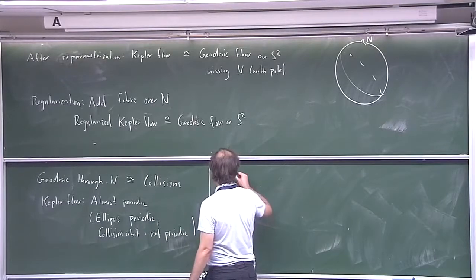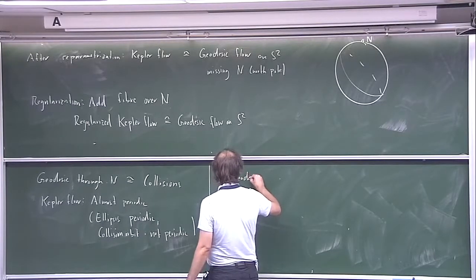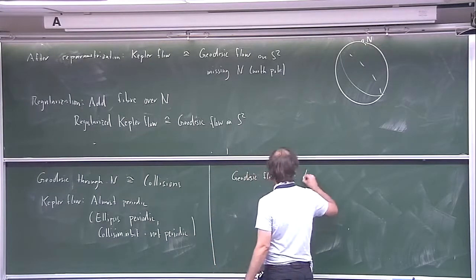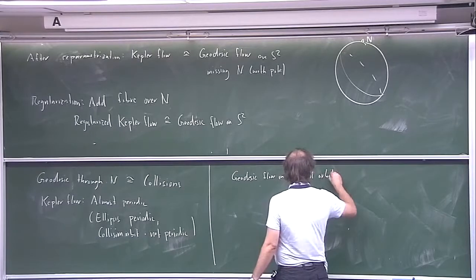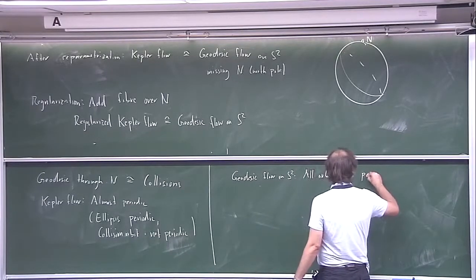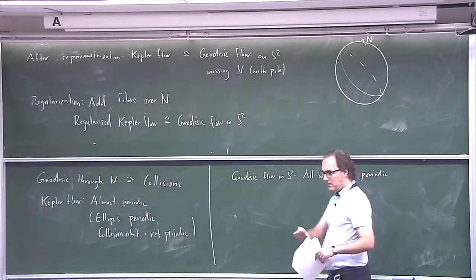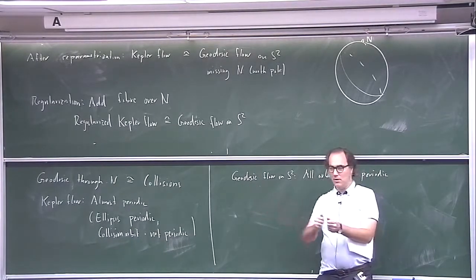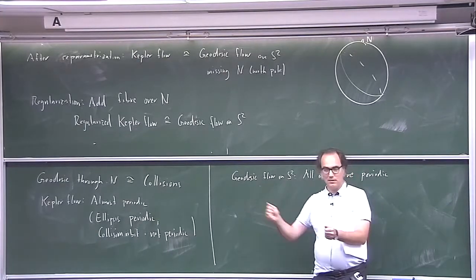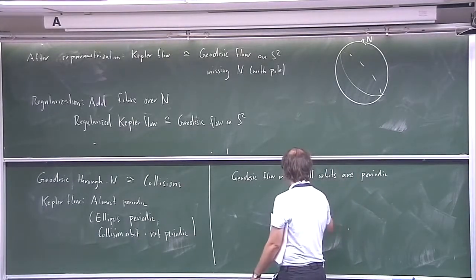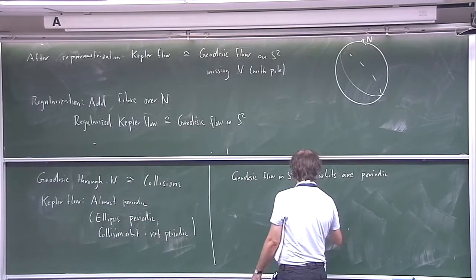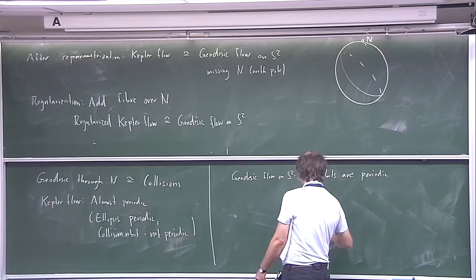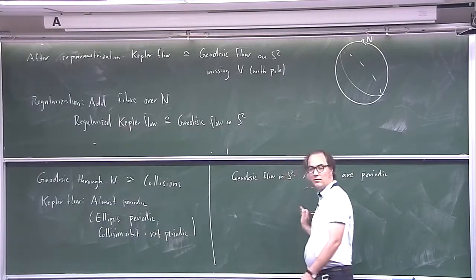And then for the geodesic flow on S2, all orbits are periodic. So you just bounce back. You collide, bounce back, and then you do it always like this. And this is also periodic. So if we have a collision, then we bounce back, and go back and forth forever.